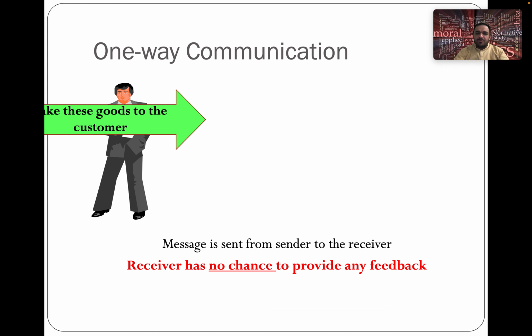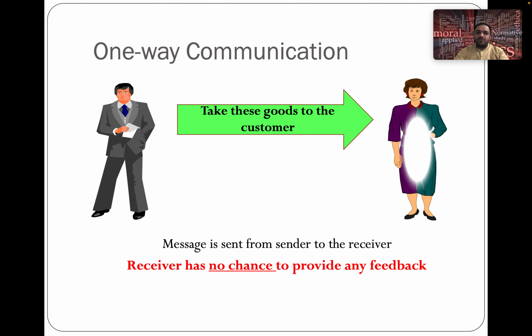After that, one-way communication, as I told you, is when the sender is sending a message. For example, in this diagram, the sender is sending a message: take these goods to the customer. Okay, in this particular diagram we can easily understand that it's a one-way communication because there is no response from the lady. The message is sent from the sender to the receiver, and the receiver has no chance to provide any feedback. That is why we call it a one-way communication.